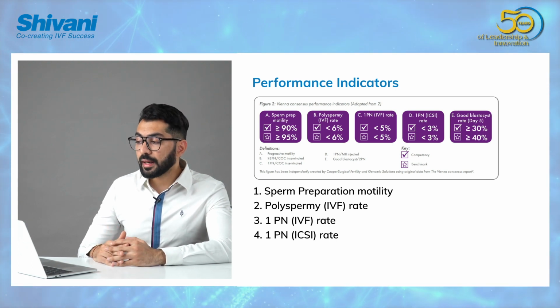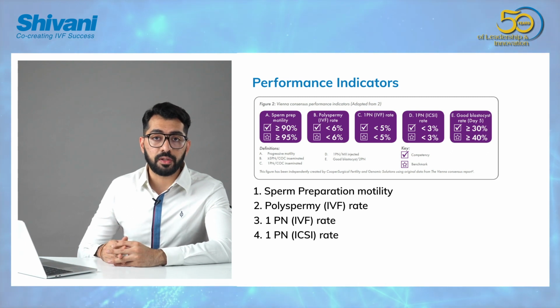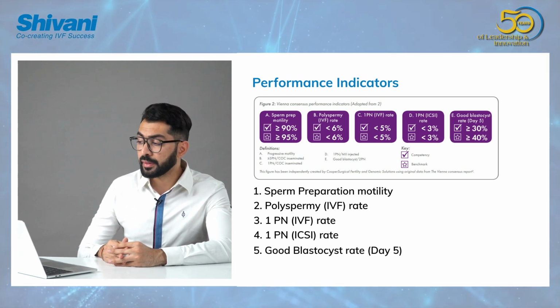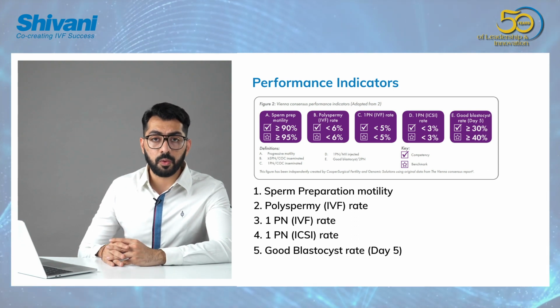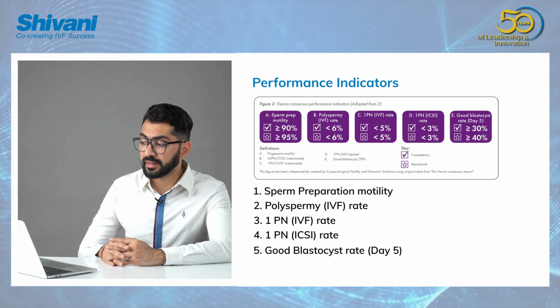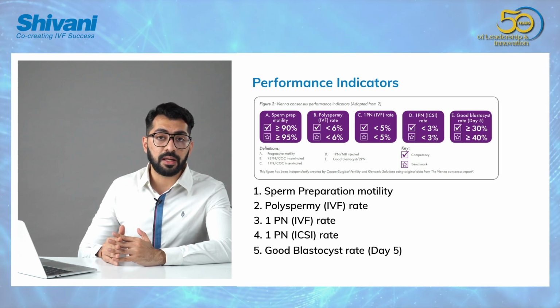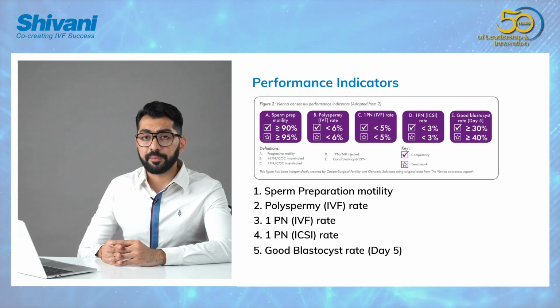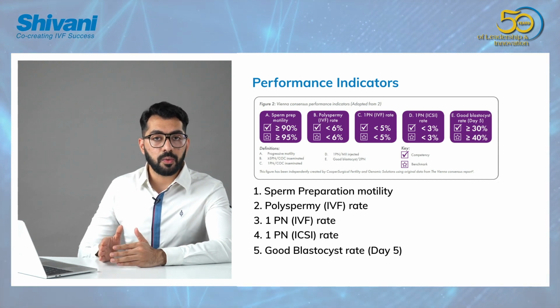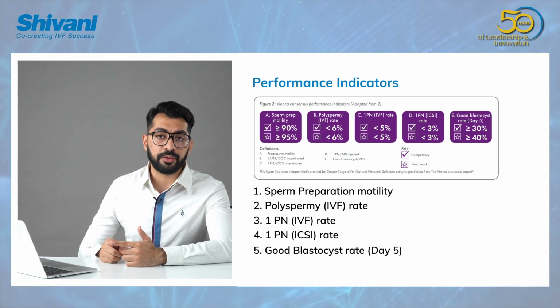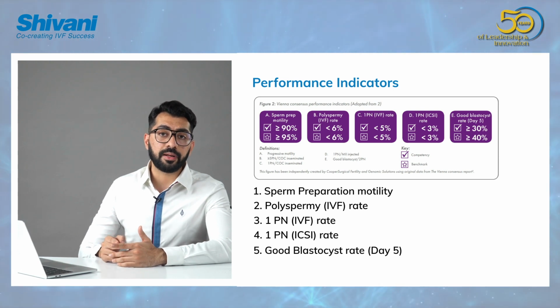And the last thing that I personally find very useful is good quality blastocyst formation. And the general competency that has been established for good quality blastocysts on day 5 is 30%, and the benchmark that you would want to achieve is about 40%. Now, why is this rate important? Because it's these good quality blastocysts that are generally going to be transferred or are going to be cryopreserved.